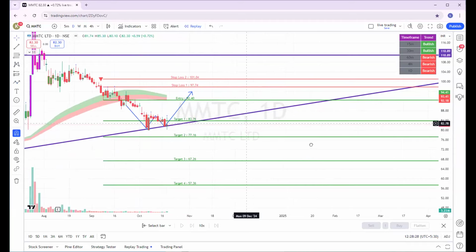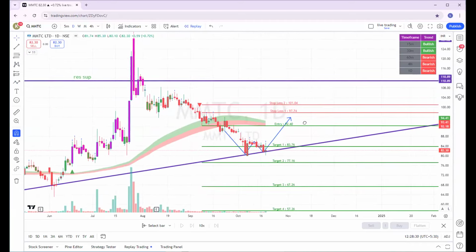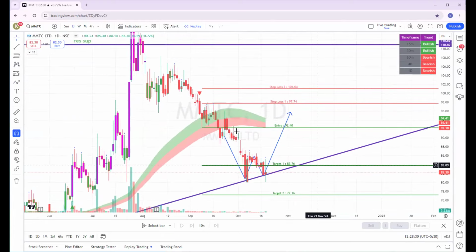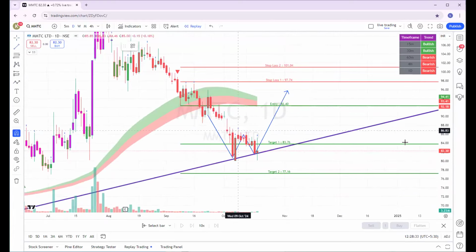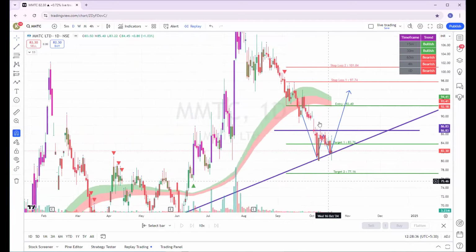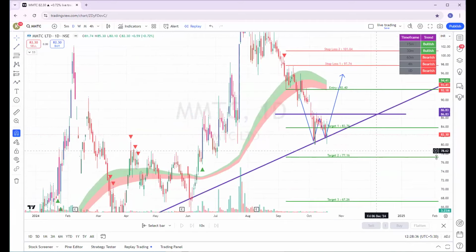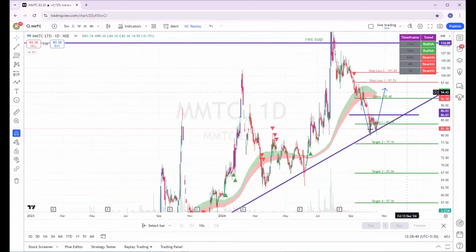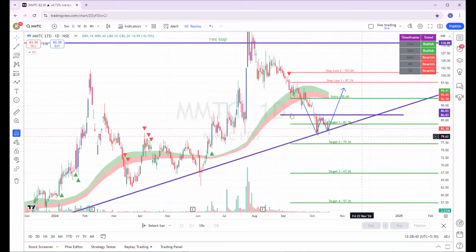Okay, but I would now enter only from the chart pattern. I would enter if this closes above this. I would not enter before. This would probably reverse from here. Strong chances because this is a very strong support zone. If it goes below this, it could go to around 77.